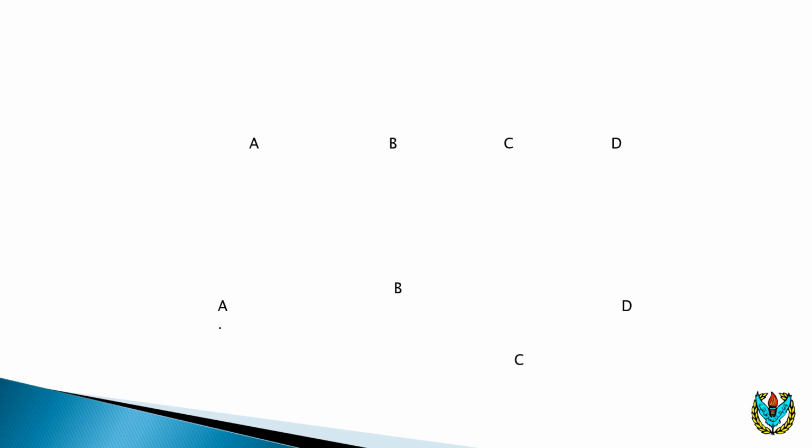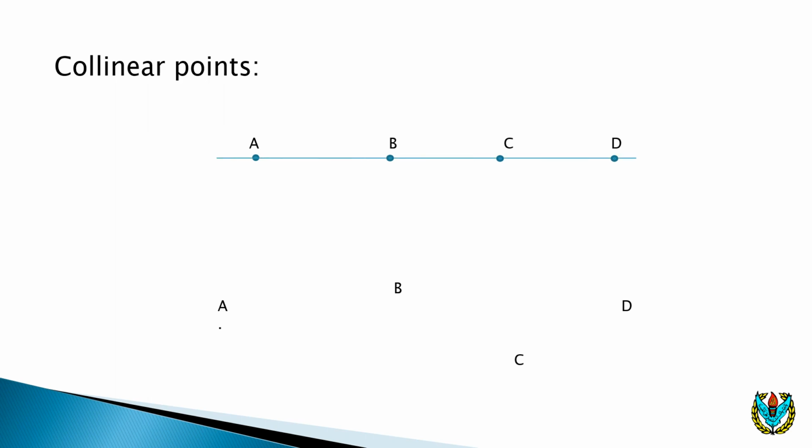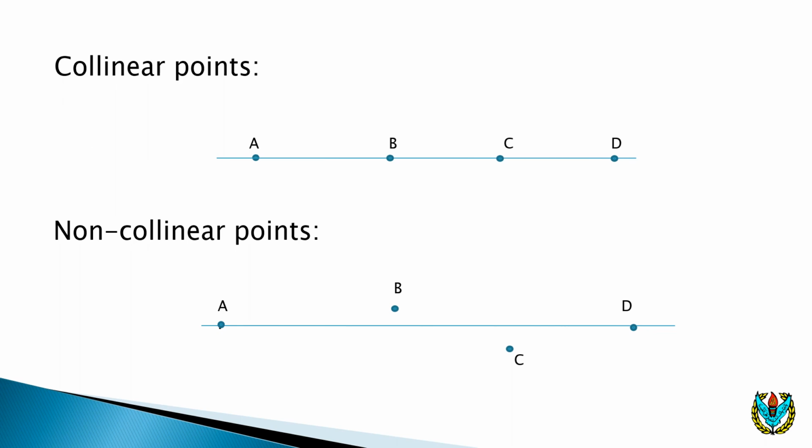We will revise a few of our previous concepts about collinear and non-collinear points. As we know, the points which can be joined by a single straight line are called collinear points. Here in this figure, A, B, C and D are collinear points which can be joined by a single straight line, and non-collinear points. The points which cannot be joined by a single straight line are called non-collinear points.